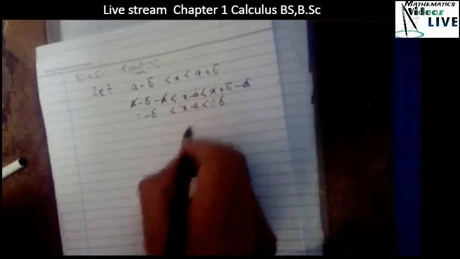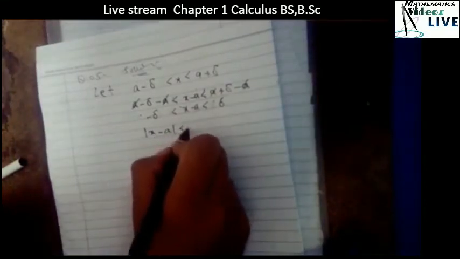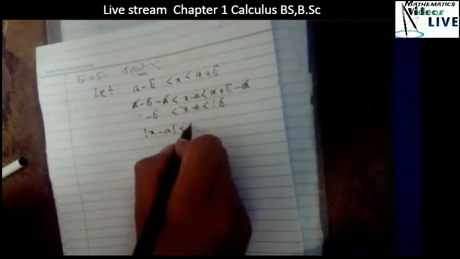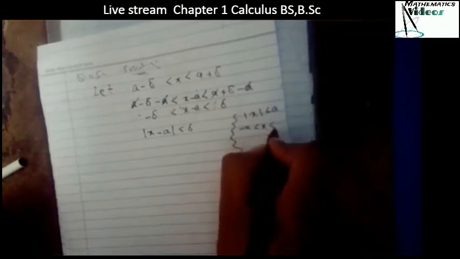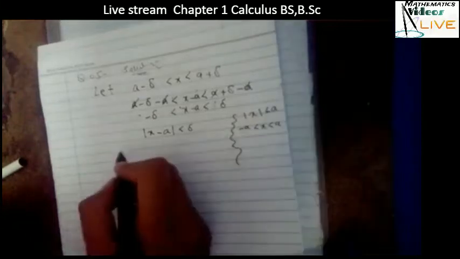What is this? This is mod of x minus a is less than delta, because from property 4 on page number 4, mod of x is less than a implies minus a is less than x is less than a. We have simply used this inequality. This is what we needed to prove.